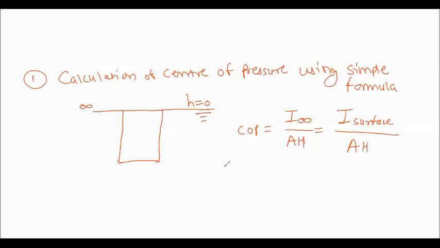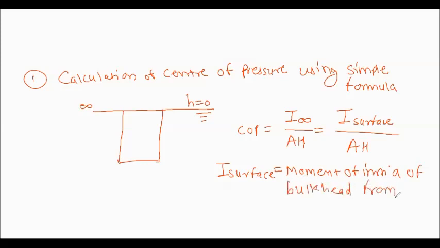So what are these quantities? I surface means the moment of inertia of the bulkhead from a surface. Moment of inertia of the bulkhead from the surface, that we are calling as I surface.